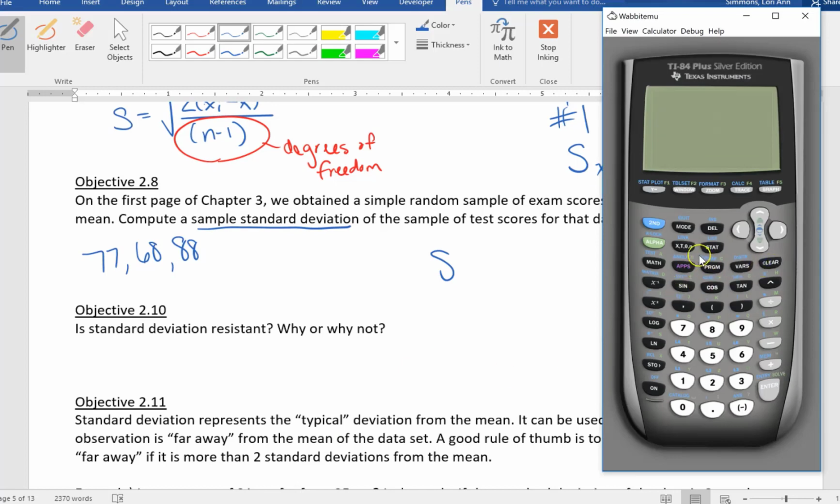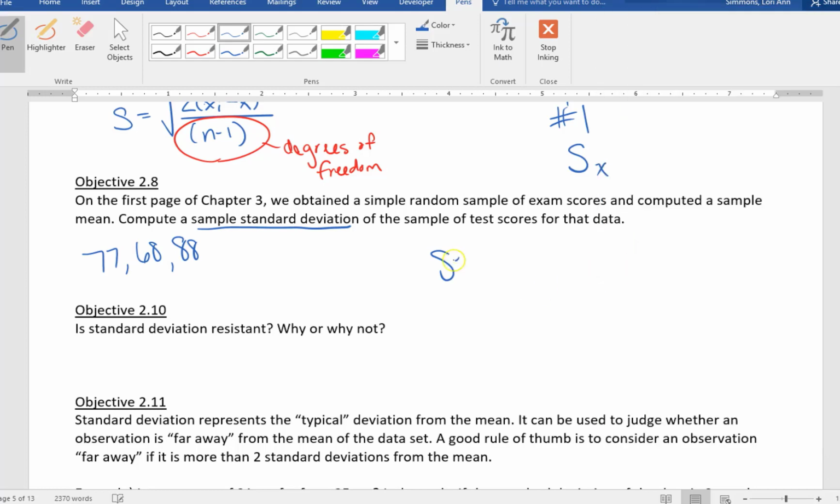Okay, so I'm going to use calculator number 1 command. So we're going to go to Stat, Edit. Now I'm just going to put those 3 in the next list. So we have 77, 68, and then 88. Go to Stat, Calc, One Variable Stats. Now this is in list 2, so make sure you put list 2 here. And S of X is 10.0. So approximately 10.0 points is the sample standard deviation.